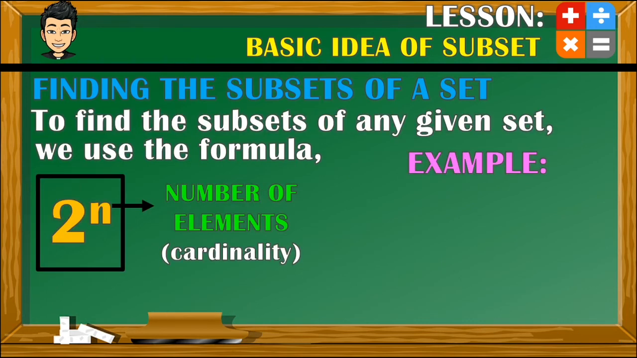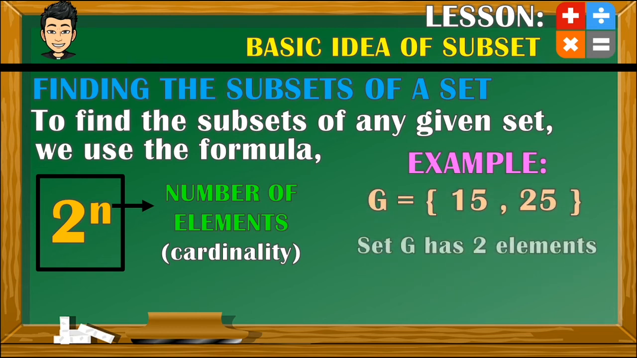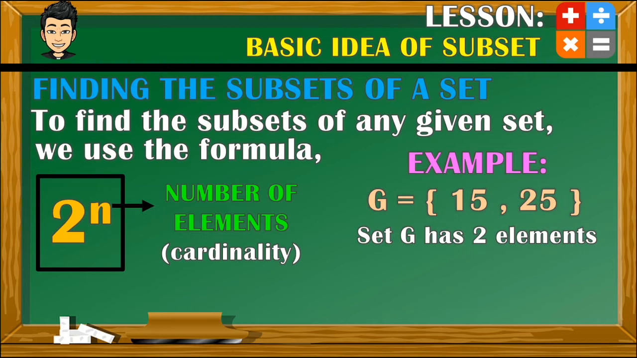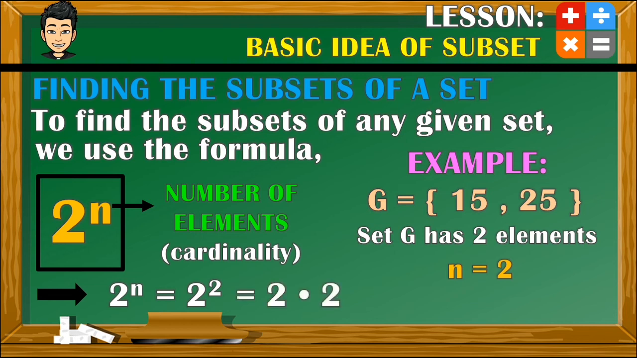For our next example, we have set G. Obviously, set G has 2 elements. Therefore, our n is equal to 2. Using the formula, 2 raised to n will now be equal to 2 raised to 2. And 2 raised to 2 means that we should multiply 2 by itself 2 times. So 2 times 2 is equal to 4. Therefore, set G has 4 subsets.